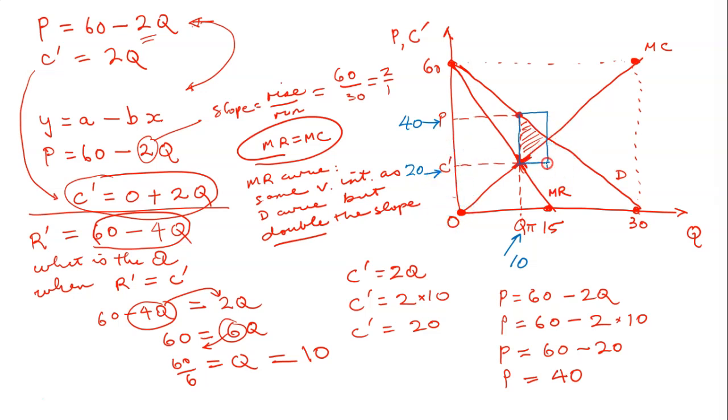So what is that area? That area is 15 minus 10, which is 5, and 40 minus 20 is 20. So 20 times 5 divided by 2. That is the monetary value of the deadweight loss, $50. Hooray!